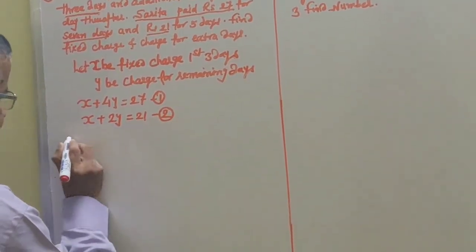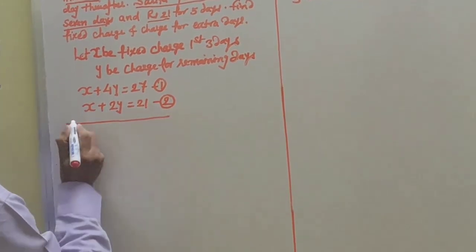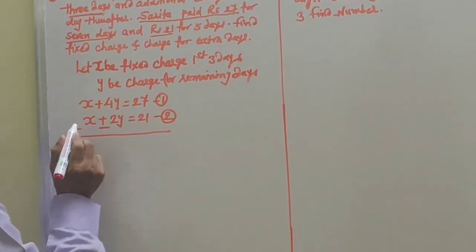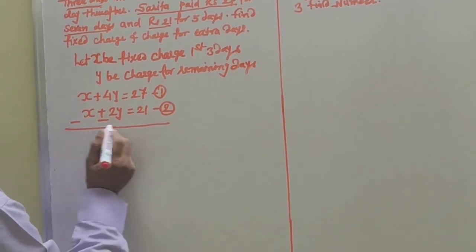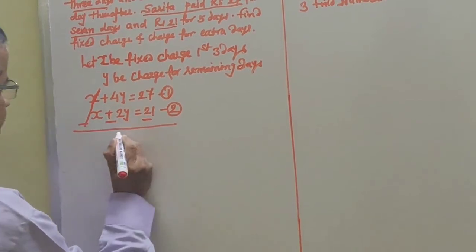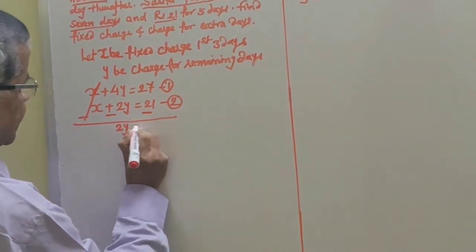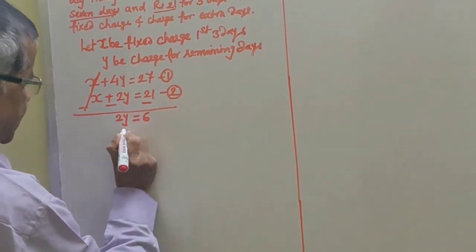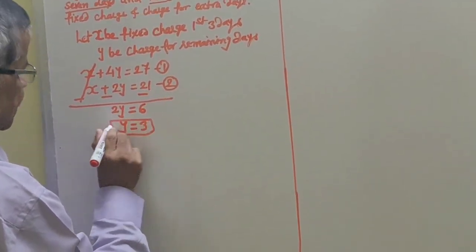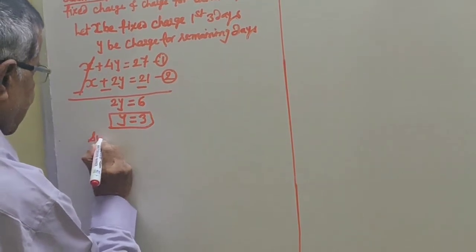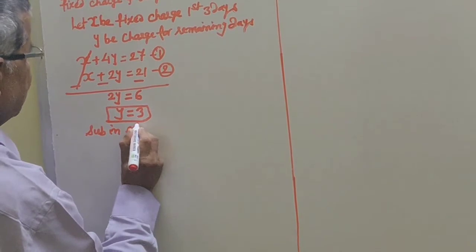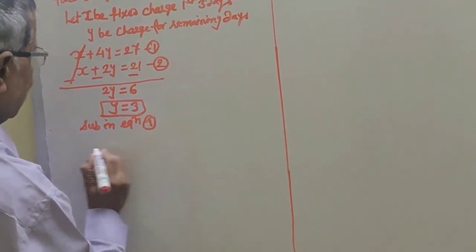Now this equation can be solved by the elimination method easily. Here X and X are the same, so I will change the sign. So what will come here? The X will get cancelled. 2Y is equal to 6 will come here. So Y will be 3. Now I will substitute this value in equation 1 or 2. Substitute in equation 1.